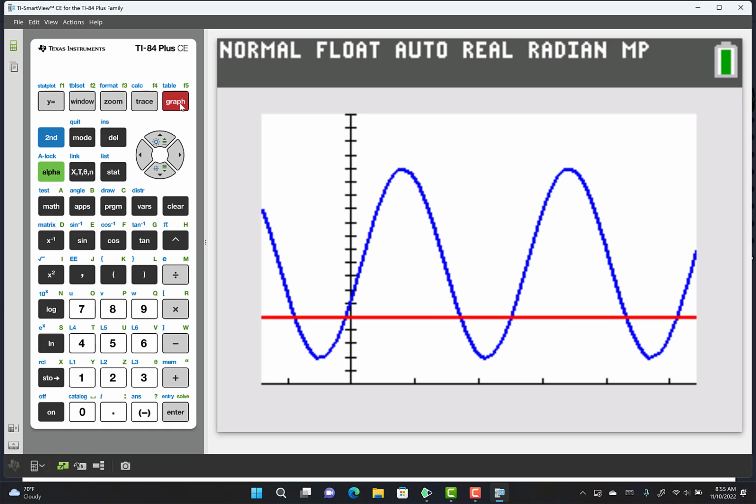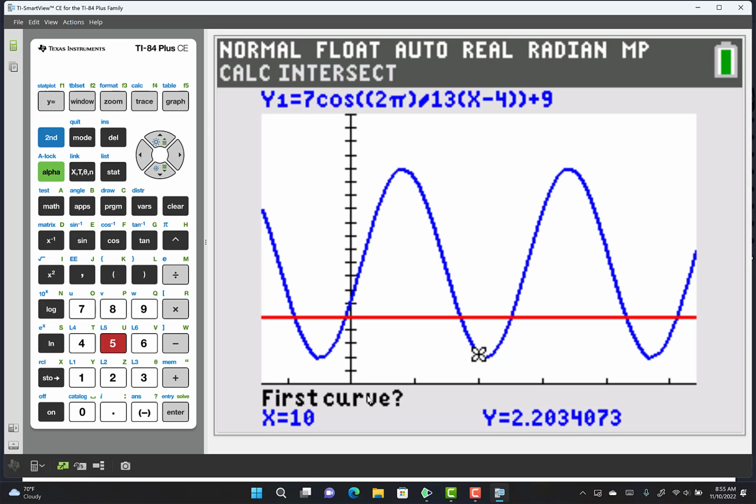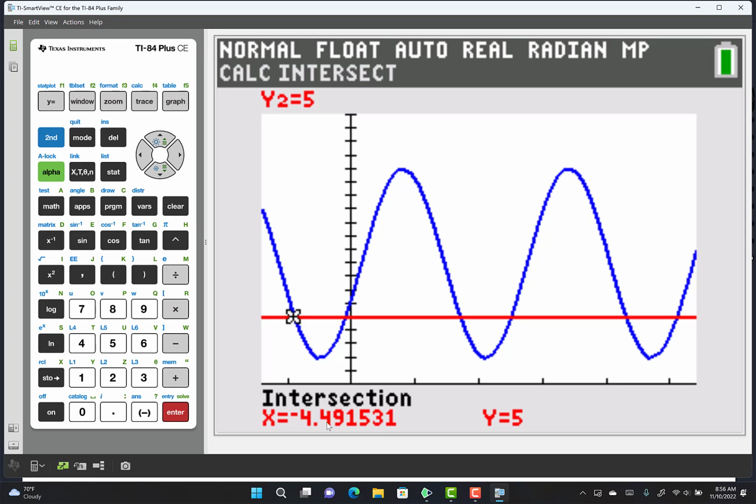Yours will probably take a little slower to graph. And I want every single one of those intersections. So help me out. What do I push? Second calculate, number 5. And then it says first curve, the blue one, yes. Second curve, the red one, yes. Yes, go to the one you want first. I want the left one first. I'll push enter, and it needs to say the word intersection.